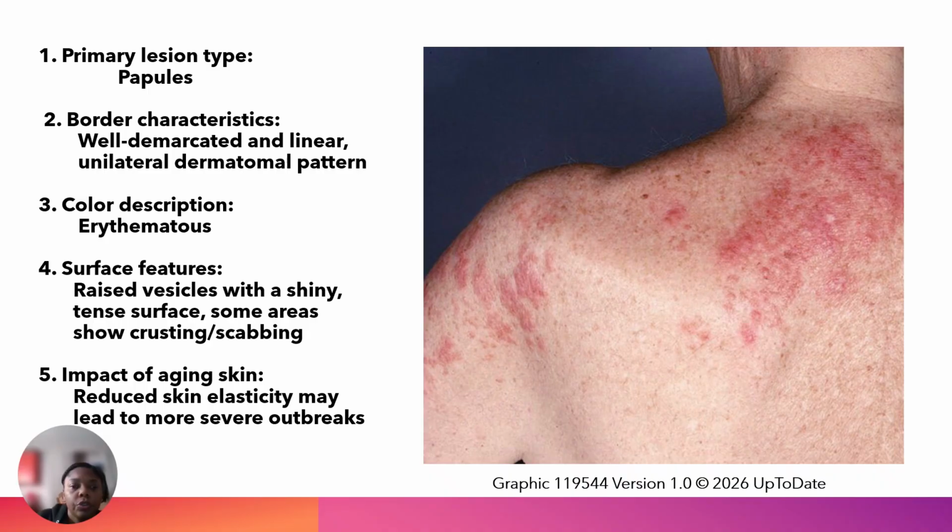So this is shingles on light colored skin. You can see the primary lesion types are papules. It's erythematous in color. It goes from one side, from the neck region down over to the arm, so it's following a pattern. The vesicles are shiny. There is some scabbing and crusting, up here or down in this area. The impact of aging skin is reduced elasticity, and it can lead to a more severe breakout.